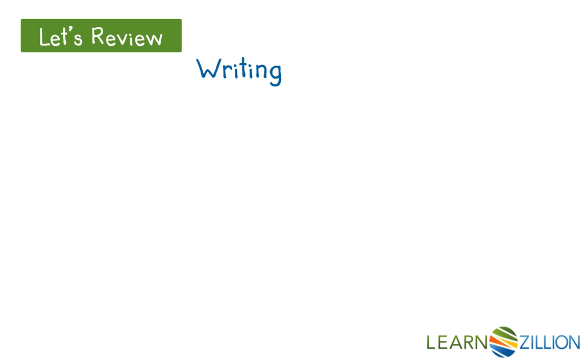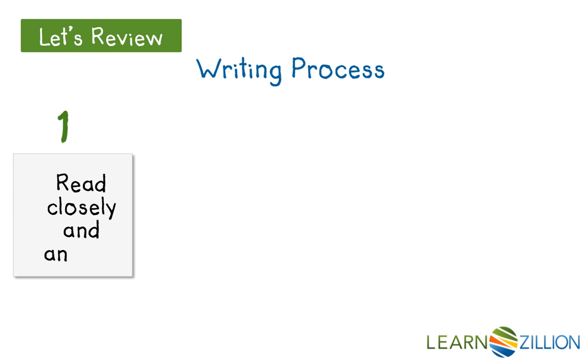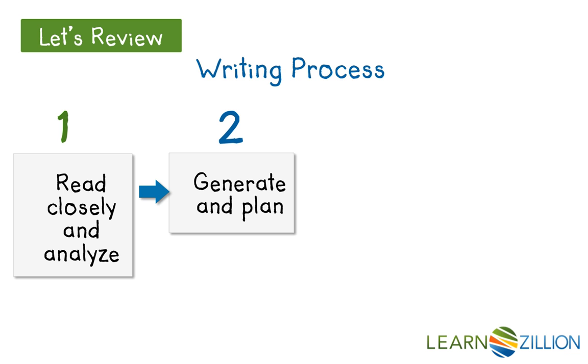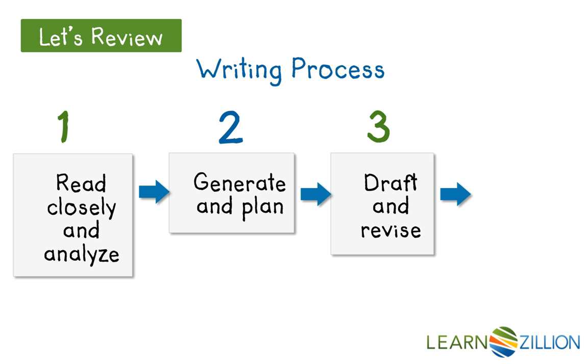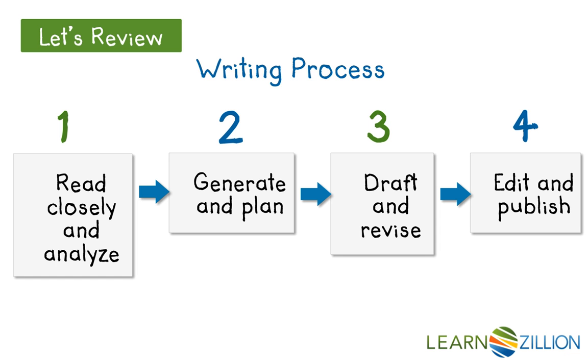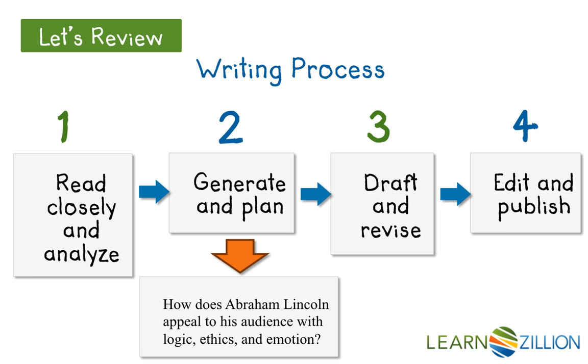Now let's review the writing process for responding to a text. First, read closely and analyze. Second, generate and plan. Then third, draft and revise. And then fourth, edit and publish. We've already finished steps 1 through 3 through the assignment prompt, How does Abraham Lincoln appeal to his audience with logic, ethics, and emotion? And in this lesson, we will edit the rough draft by adding transitions.